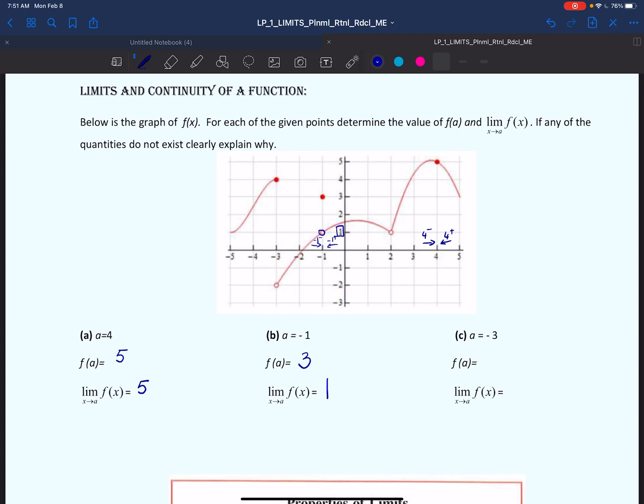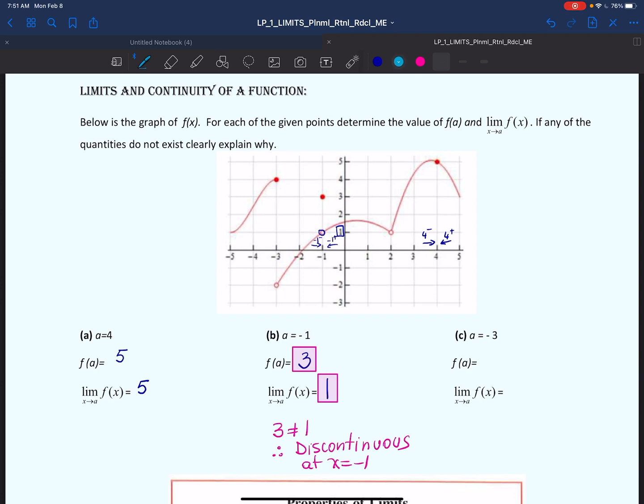So as you see here, the value of the function at -1 is different than the value of the limit. So when this happens, then the function is discontinuous at x equals -1, so at this specific point.